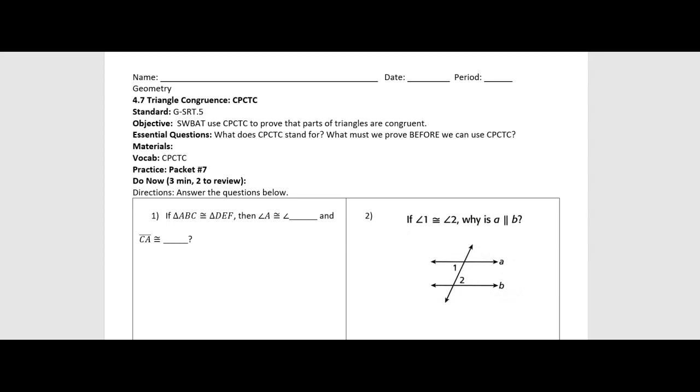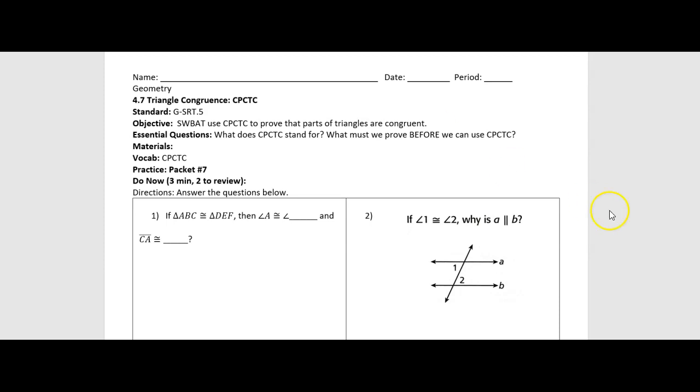Today we're going to talk about an extension of congruent triangle proofs. So we've already talked about how to prove triangles congruent. We've learned the shortcuts, all 5 of them, and now we're going to extend our proof. So we're going to go past just proving the triangles congruent. There's other stuff we can prove once we know the triangles are congruent.